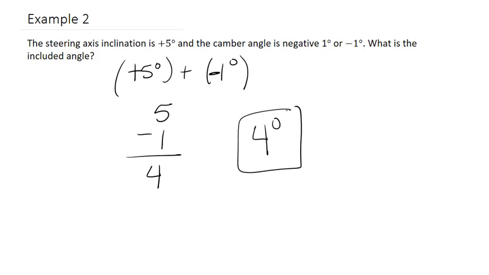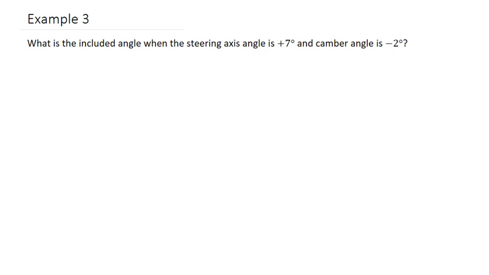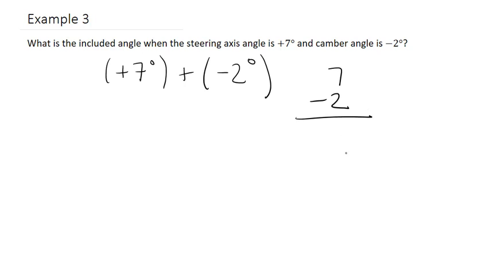Let's look at another example. What is the included angle when the steering axis angle is positive 7 degrees and the camber angle is negative 2? Once again, we're adding two angles together, and one is negative. So this can also be shown as 7 minus 2, which is equal to 5. And then we have degrees, so we know that it's an angle. So the included angle is 5 degrees.